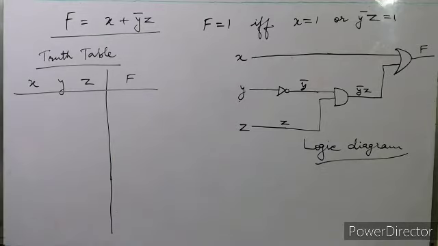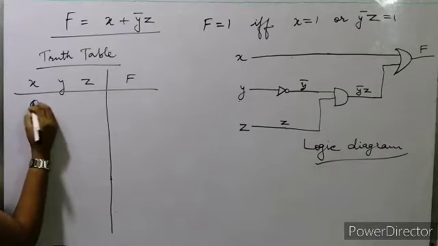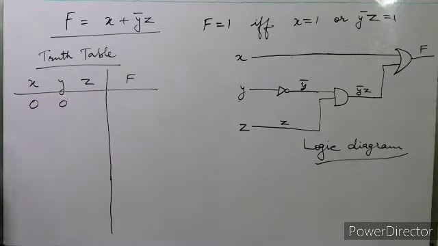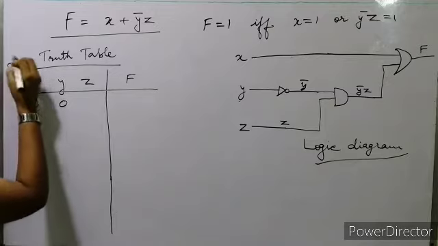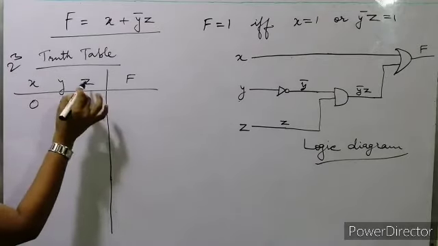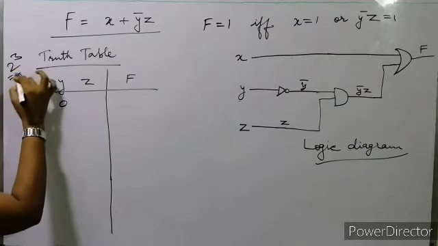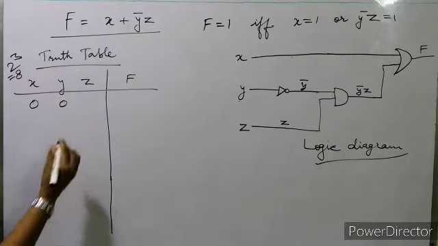So 3 variables are there, how many numbers can there be? How many outputs? 3 input variables are there, so there will be 8 inputs. Why? Because 2 to the power 3 is equal to 8. So 8 inputs will be there. Okay.